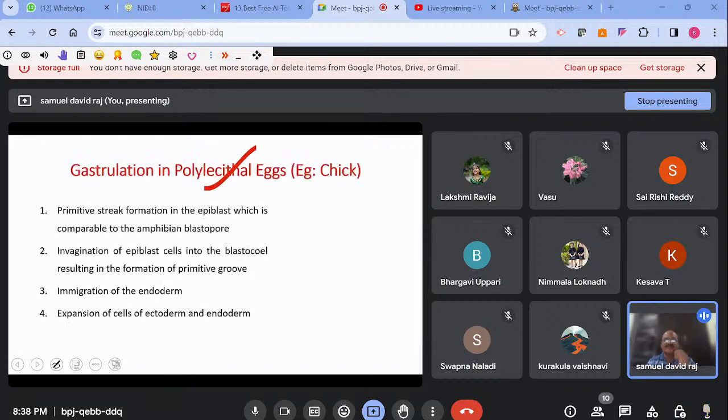Now, coming to the gastrulation in polylecithal eggs, we are not concerned with it as per your syllabus, but I just want to mention something here. We know these eggs have yolk all over. Only this animal pole region is yolk free, where active cytoplasm and nucleus is present. So here only cleavage takes place, forming what we call discoblastula, where cells are present in multi-layered form in a disc-like structure. Hence we call it discoblastula.